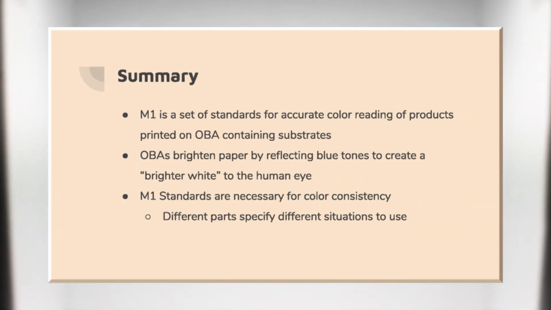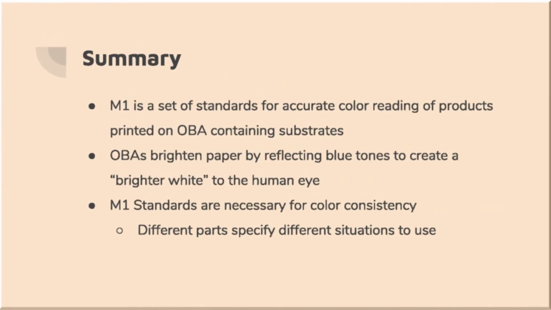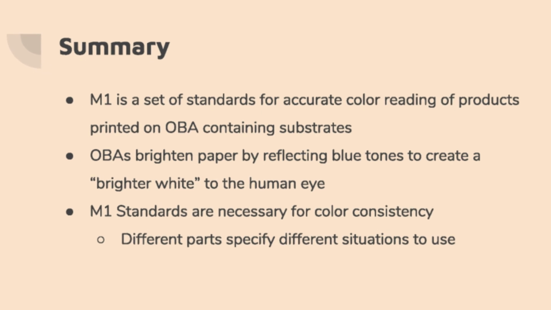So to recap this entire presentation, OBAs are chemicals that are used to brighten paper by reflecting blue tones that appear as a brighter white to the human eye. And it creates an overall more pleasing visual. M1 is a set of standards that allows printers to get a more accurate color reading for products that are printed on OBA containing substrates or print jobs that use fluorescent colorants.